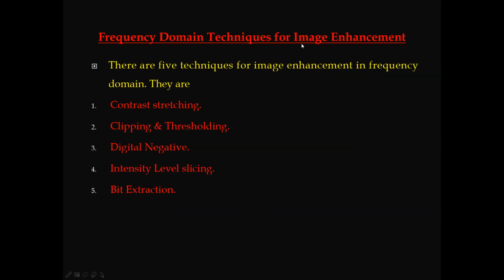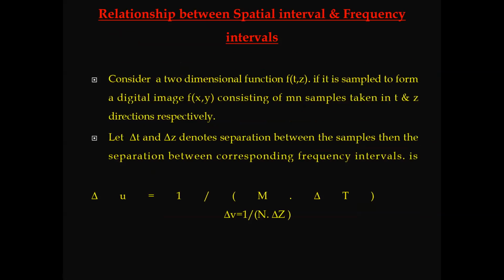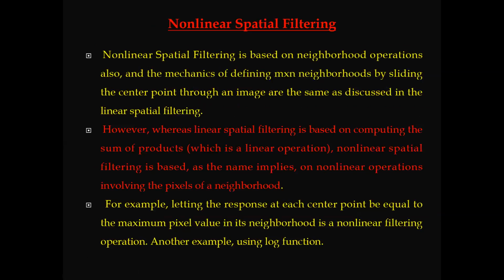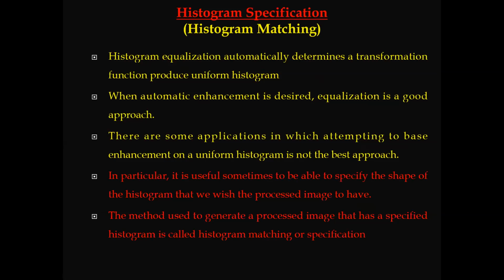So for frequency domain techniques for image enhancement, we have already studied all these things: intensity level slicing, bit extraction, digital negative, flipping, thresholding, contrast stretching. With this, we can conclude our second unit. The main thing is the important topics in this chapter. We need to concentrate mainly on homomorphic filtering. That is one of the important questions.